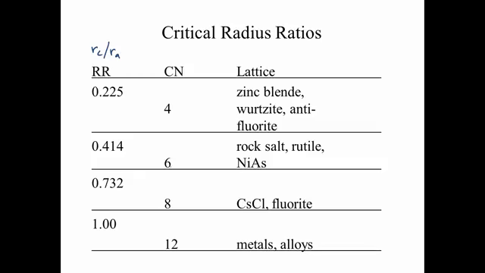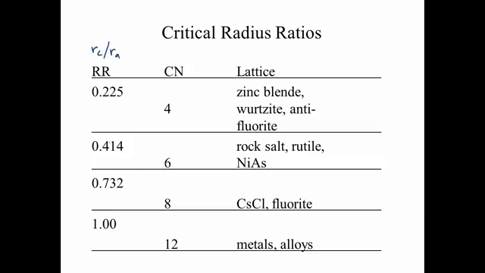If we put a smaller cation in there, say something that would be appropriate for coordination number 6, then the anions are touching and the cation is not touching, and so there's a gap there, and that would be less stable. So that's why these are called the critical ratios. So above this ratio, coordination number 8 would be preferred.